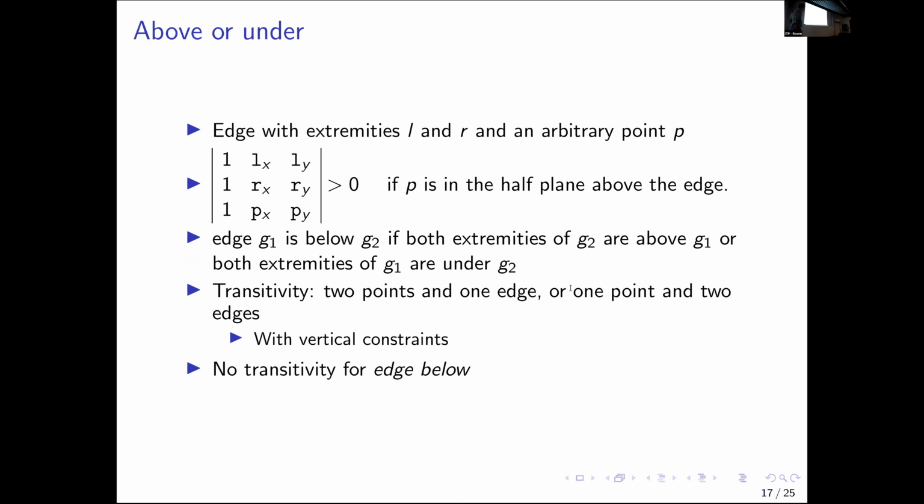So if we just go a little more into details, but you can read the book, the paper if you want to know more. The computation of whether a point is above an edge or not is very simple to perform. It's a computation of a determinant. So it only uses multiplication, subtraction, and additions.